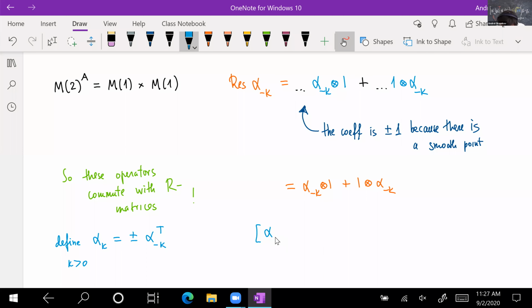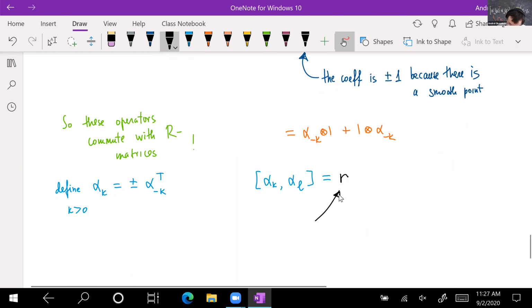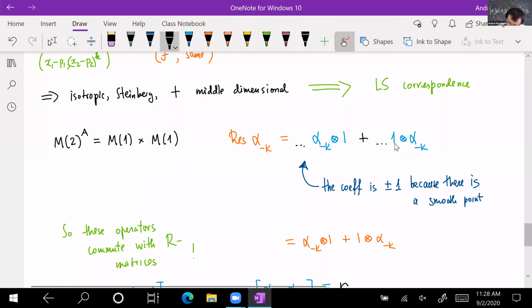Alpha k commutator alpha l is what? By this formula, it's enough to compute it in rank one. In general rank, it's clear that if I compute it in rank R, it will be just R times whatever the rank one answer is, because if I want to commute this operator in rank two, I just pick two independent commutators.